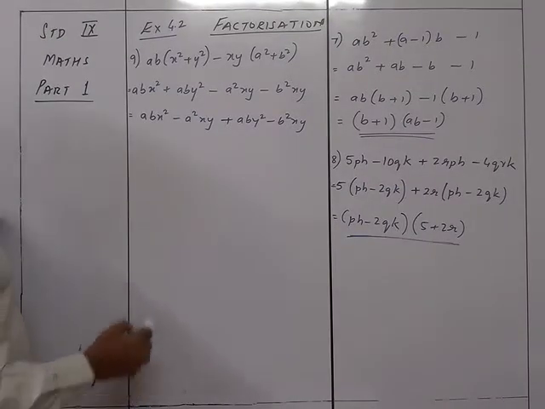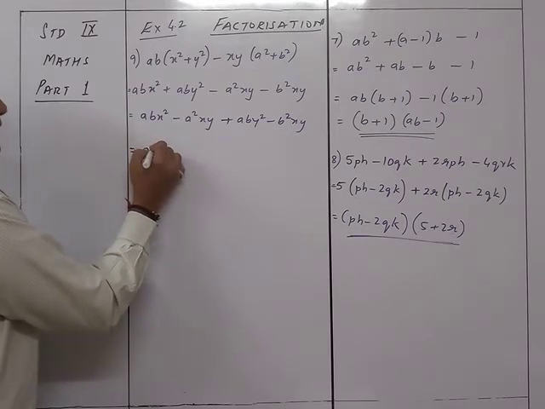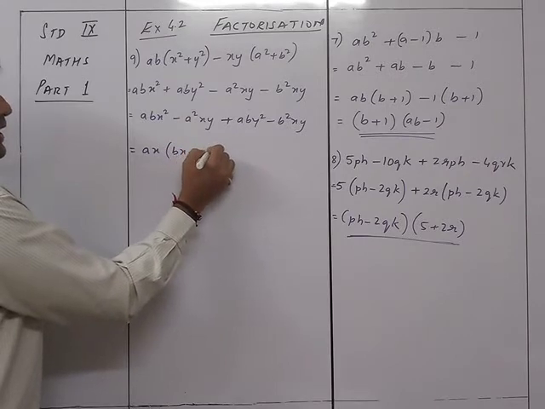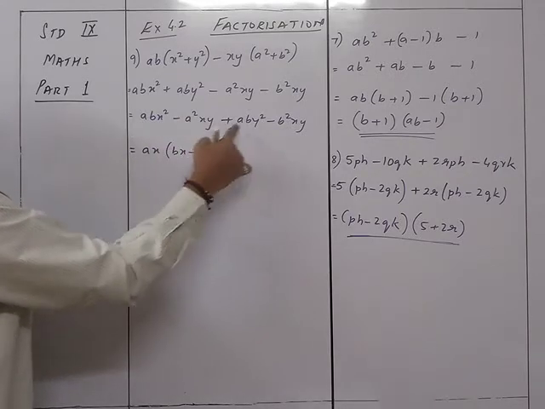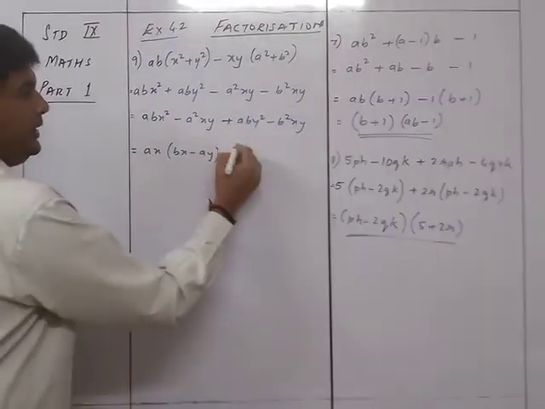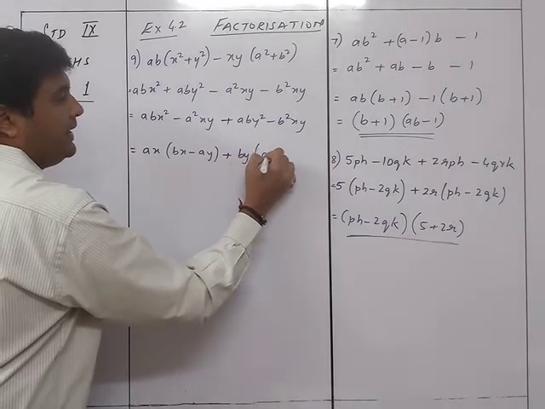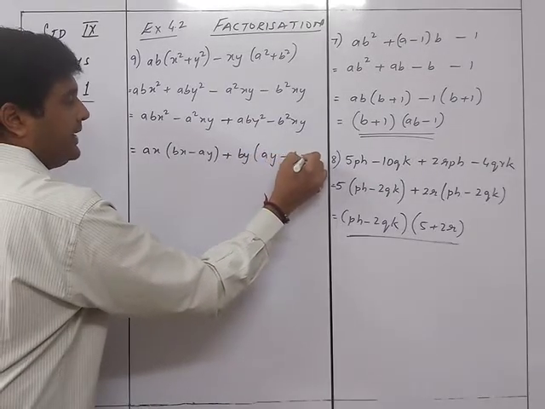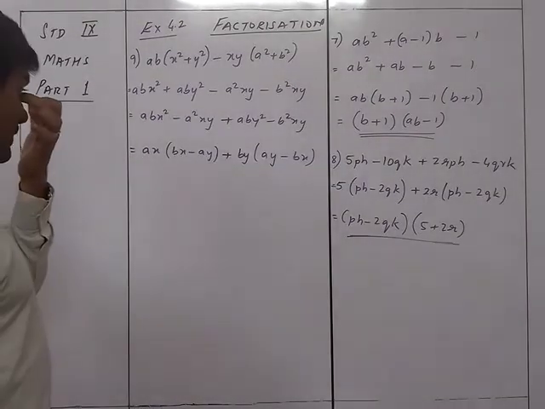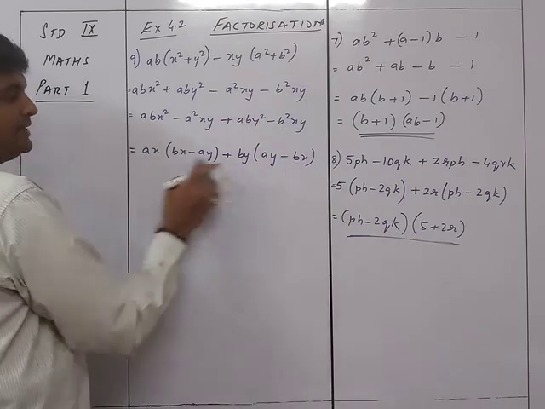Okay. So now we can see that over here you get ax as common. So you get bx minus ay from these two. Here you can see that you can take out by common. So you get over here ay minus bx. Now the problem over here is that this has become ay minus bx and this is bx minus ay.